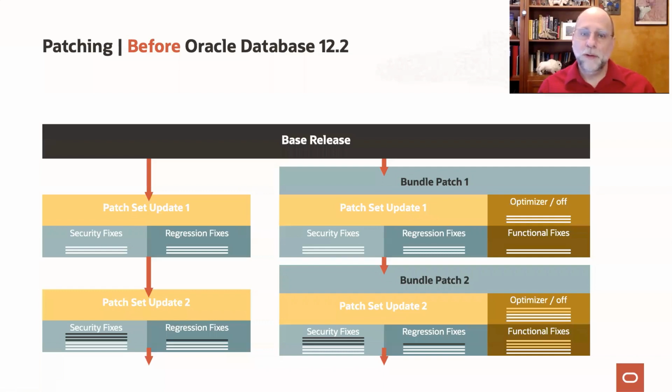Now, if you're coming from 11.2.0.4 or 12.1.0.2, you're going to be used to terms like PSUs. PSU means patch set update, and that is your quarterly bundle of security patches and regression fixes that gets issued in January, April, July, and October of every year. Now, what's in a PSU is, as I mentioned, security fixes. So, of course, we are on top of security vulnerabilities, whether they're identified by our internal teams or by external security researchers or universities, what have you. And we issue those security bundles every quarter.